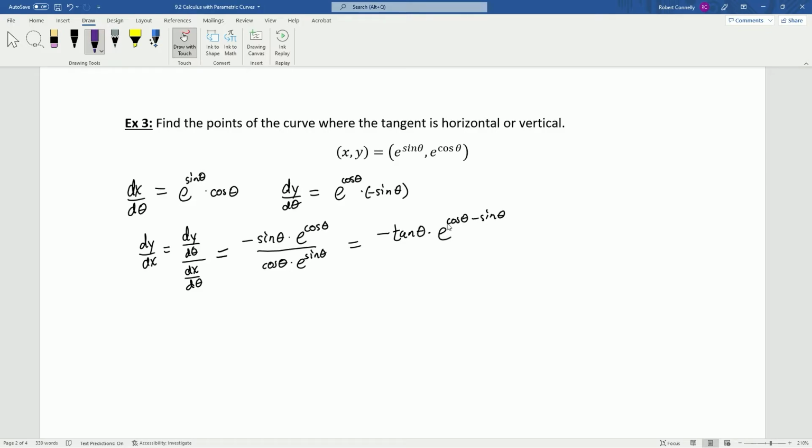All right, so what do we know here? Well, we know the exponential function, this thing here, is always strictly positive. So it's not going to contribute to whether or not the tangent is horizontal or vertical directly. So really all we're concerned about is tangent of theta. So dy dx is going to equal 0 when tangent of theta equals 0.